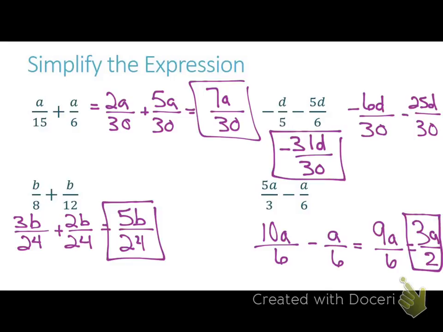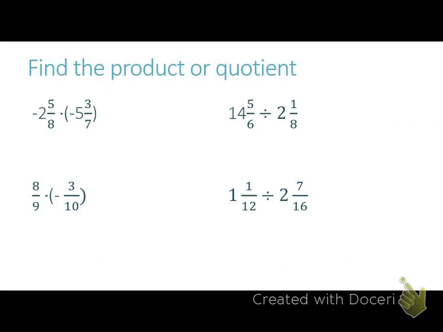Let's go over to multiplying and dividing. Find the product or quotient. What do you have to do to mixed numbers before you can solve? Change them to improper. You're going to lose credit if you just put it in your calculator and write the answer. You have to show me your work. You have to show me how you convert to improper, cross-reduce, and then come up with your answer.